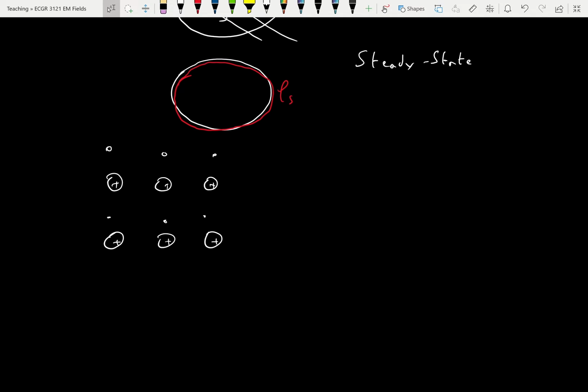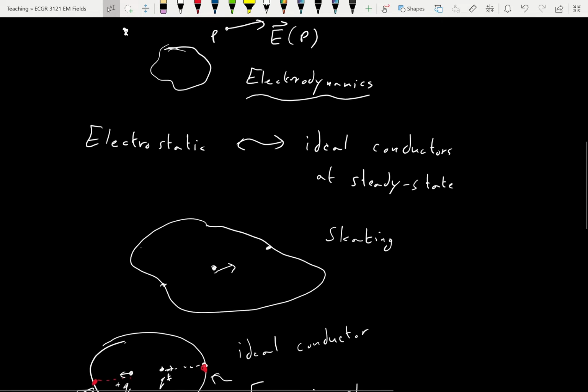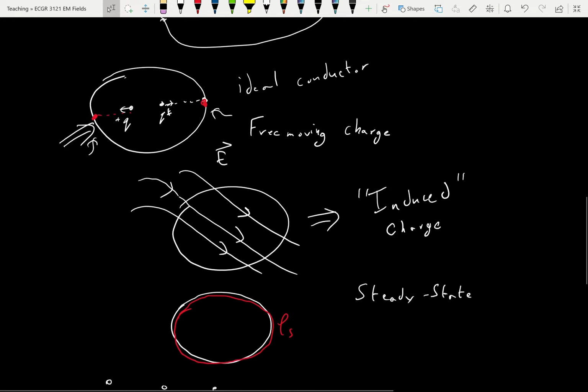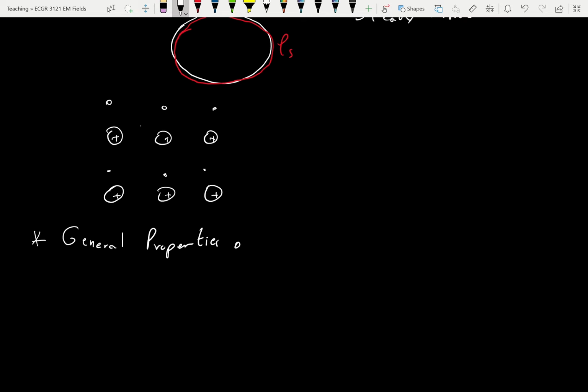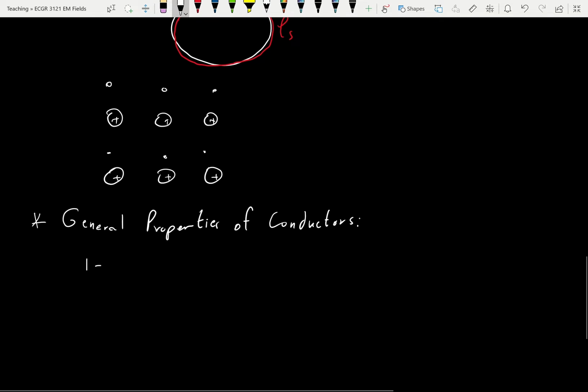All right. So, having talked about this in general, let's qualitatively describe the general properties of conductors. Their properties can be distilled into three basic properties.